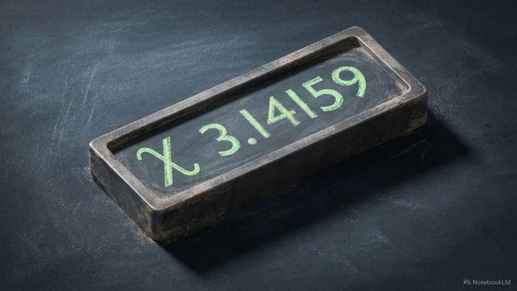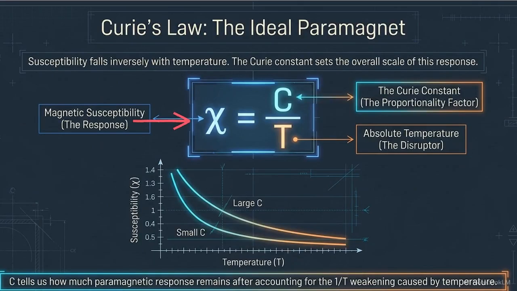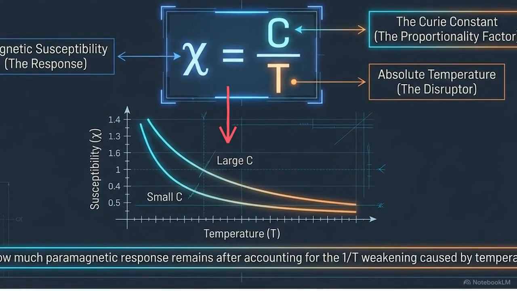tug-of-war. We can model the exact outcome of this battle using a mathematical principle known as Curie's law. This graph maps the relationship clearly. Magnetic susceptibility, represented by the Greek letter chi, falls inversely with absolute temperature. As the temperature disruptor gets larger, the magnetic response drops off.